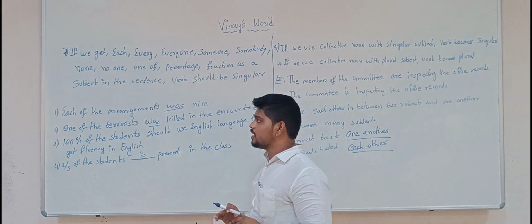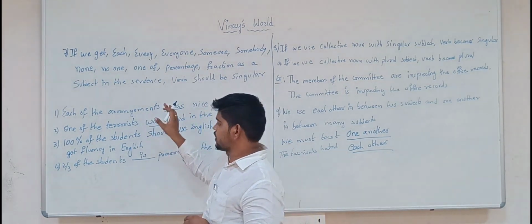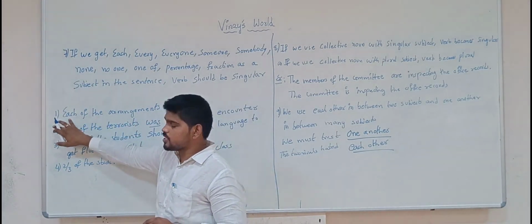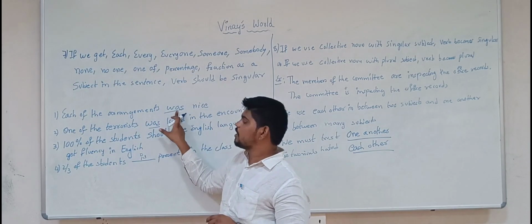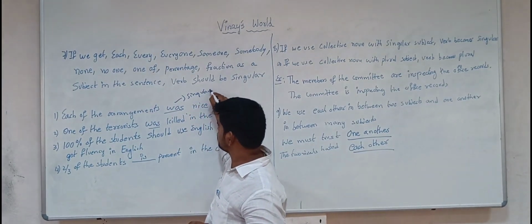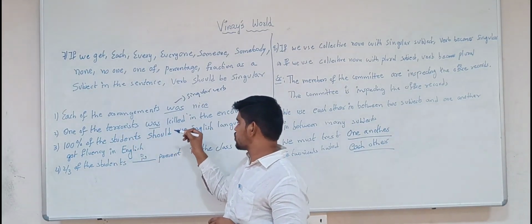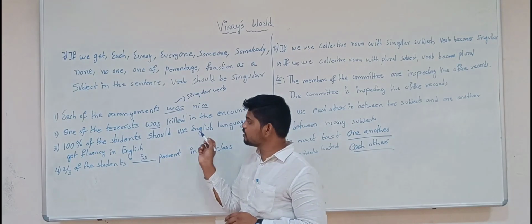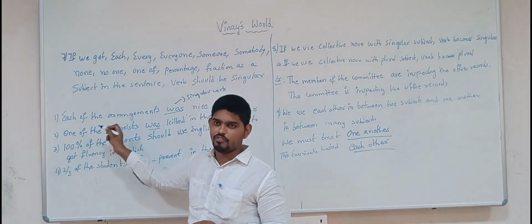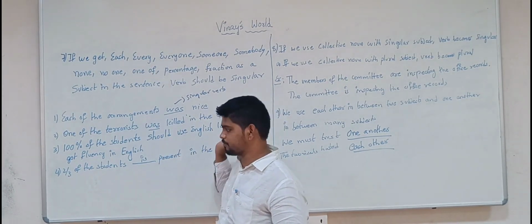Let's take an example. Each of the arrangements was nice means the subject starts here. If you take this sentence, you can get each as a subject, so we should use "was". This means singular verb. Next, one of the terrorists dash killed in the encounter. Even though this is plural, when we use one of as a subject, verb should be singular. So we use "was" because that was a thing that happened.